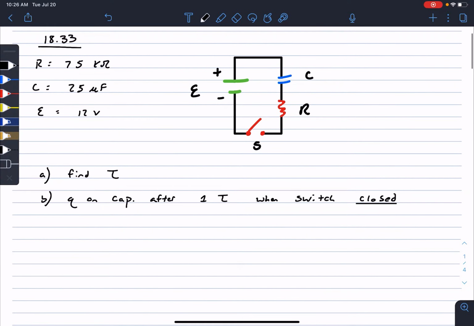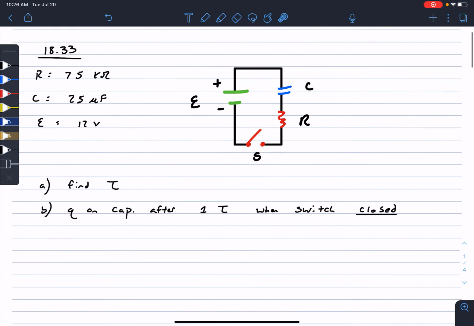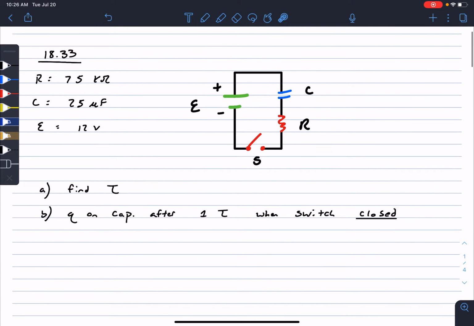So problem 18.33. In the book, I was not shown a diagram. It says to go to 18.17, which you have to flip through the chapter to find. So this is the circuit that I had found. And then it gives you the value for the resistor, the capacitor, and the EMF.